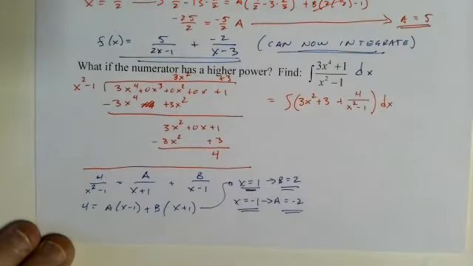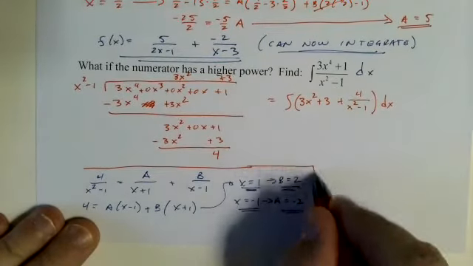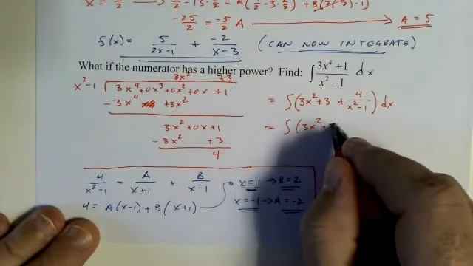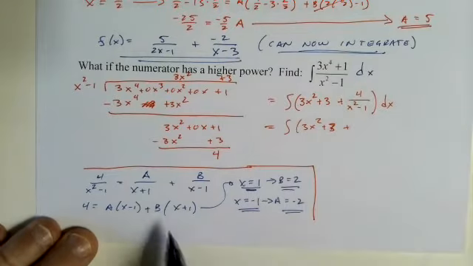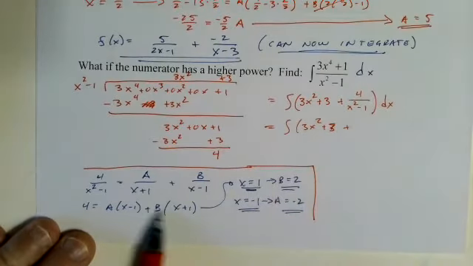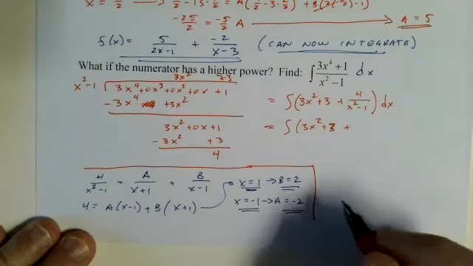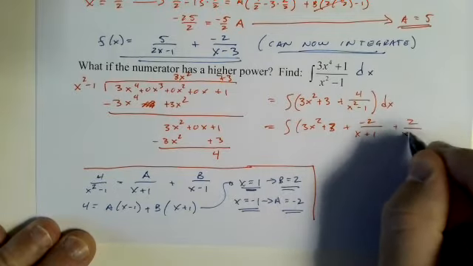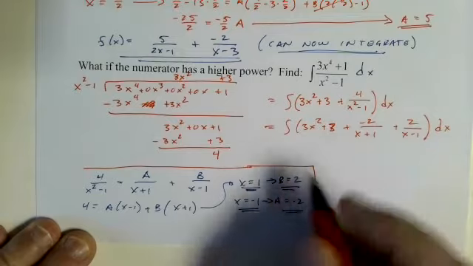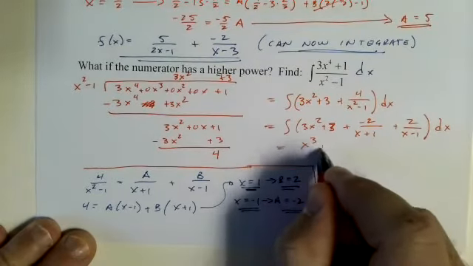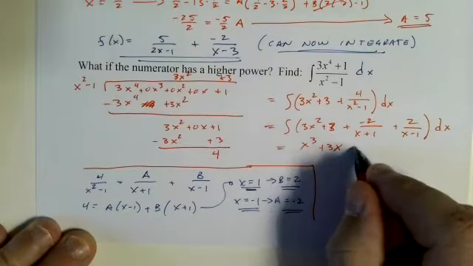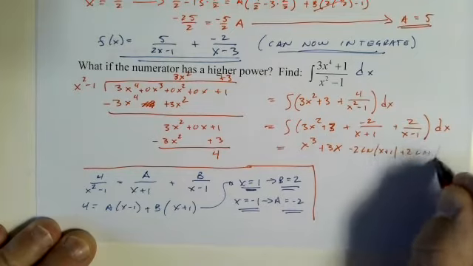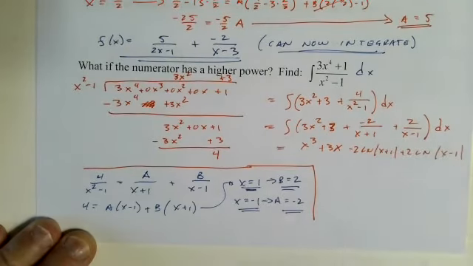So this equals the integral of 3x squared plus 3 plus, and this is where people get a bother. What happened to the 4? It's gone. I rewrote this as this and this. Negative 2 over x plus 1 plus 2 over x minus 1 dx equals x to the third plus 3x minus 2 ln of x plus 1 plus 2 ln of x minus 1.